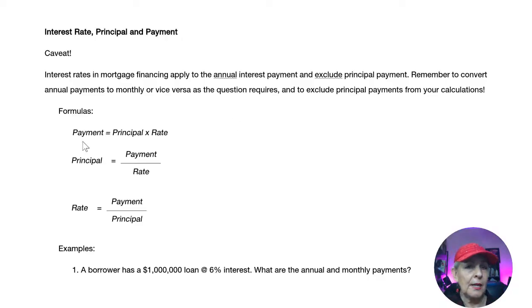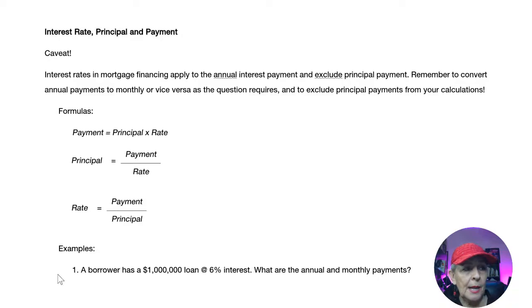So payment, okay, the mortgage payment is equal to the principal, which is the value that was financed, times the interest rate. Or principal equals the payment divided by the rate. Or the rate equals the payment divided by the principal. So the formula written in 3 ways to solve each particular factor.